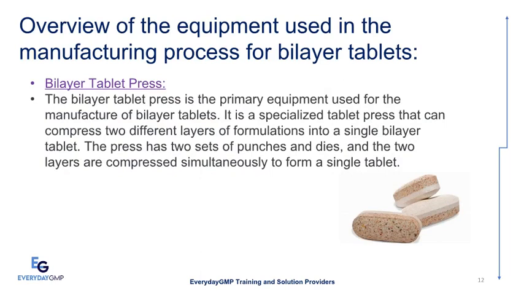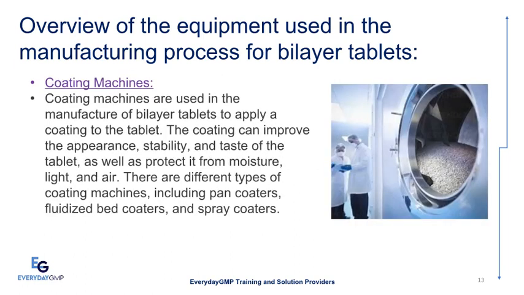Bilayer tablet press. The bilayer tablet press is the primary equipment used for the manufacture of bilayer tablets. It is a specialized tablet press that can compress two different layers of formulations into a single bilayer tablet. The press has two sets of punches and dies, and the two layers are compressed simultaneously to form a single tablet. Another critical machine is for coating, but some bilayer tablets remain uncoated core tablets also. This is a requirement where required.